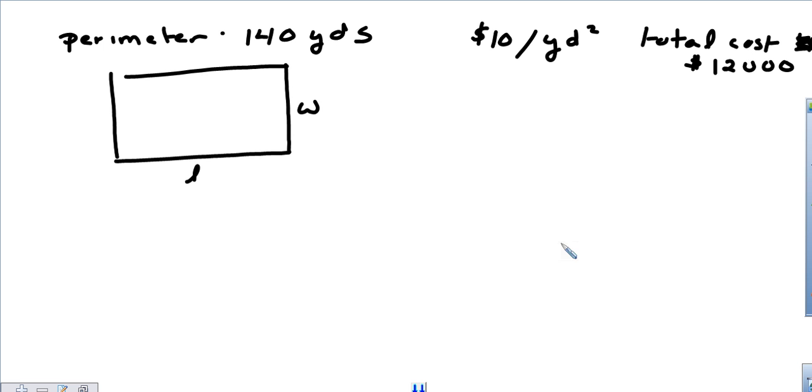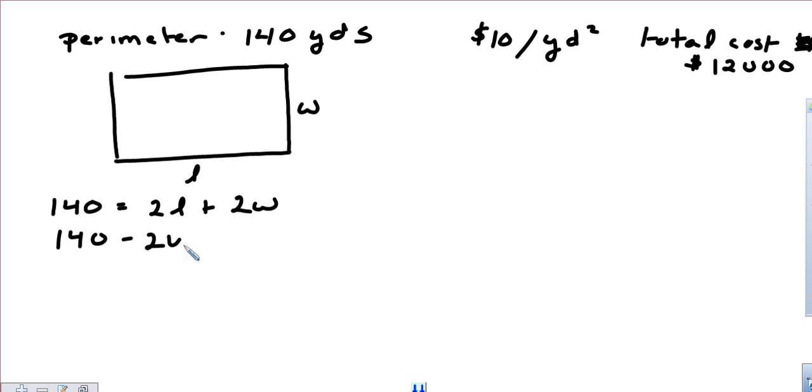First of all, can I write an equation that will get rid of one of these variables? Can I write an equation with perimeter and length and width and then use that to solve? Well, let's try it. 140 is the perimeter, and we know that perimeter would be length, width, so 2L plus 2W. And I don't want to work with but one variable, so let's solve for L here. So 140 minus 2W is equal to 2L. I just move the 2W over, and then divide everything by 2. So 70 minus W is equal to L. Okay, so we got that. We're going to use that again in a minute.